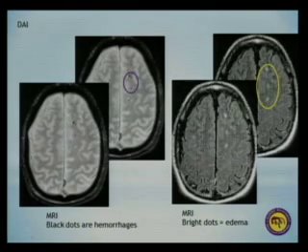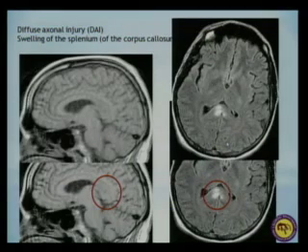So here are the hemorrhages again. And if it's a FLAIR sequence, then you're looking at edema here. And this is the number two location for DAIs, the splenium of the corpus callosum. It's this area here. Much better seen on FLAIR.